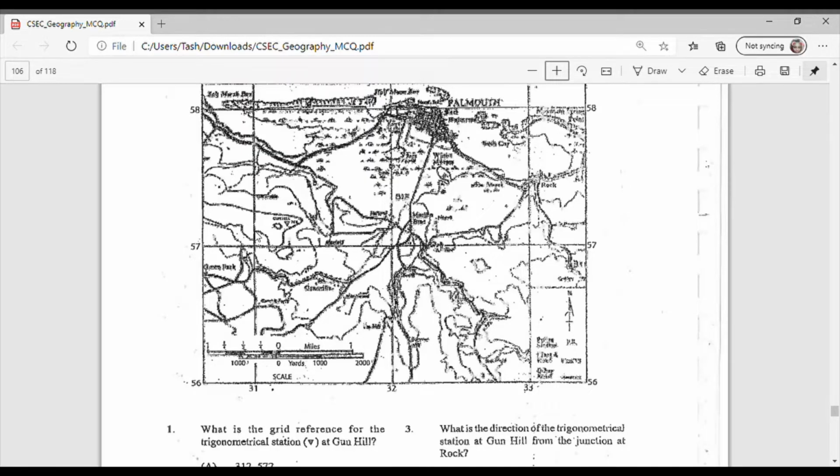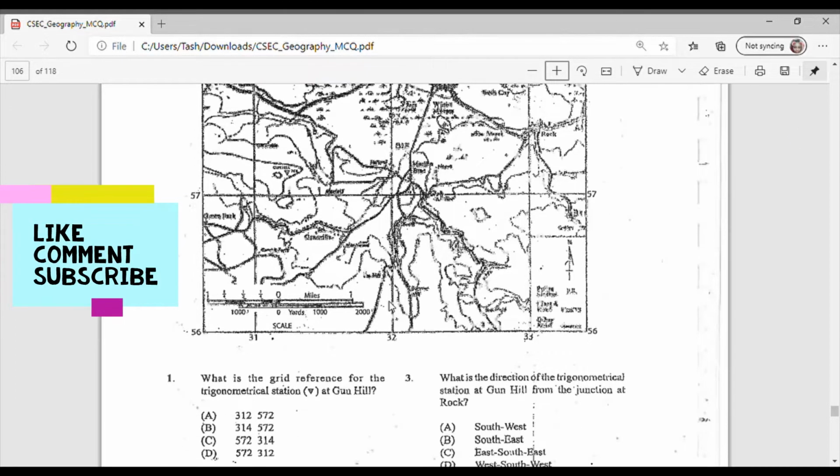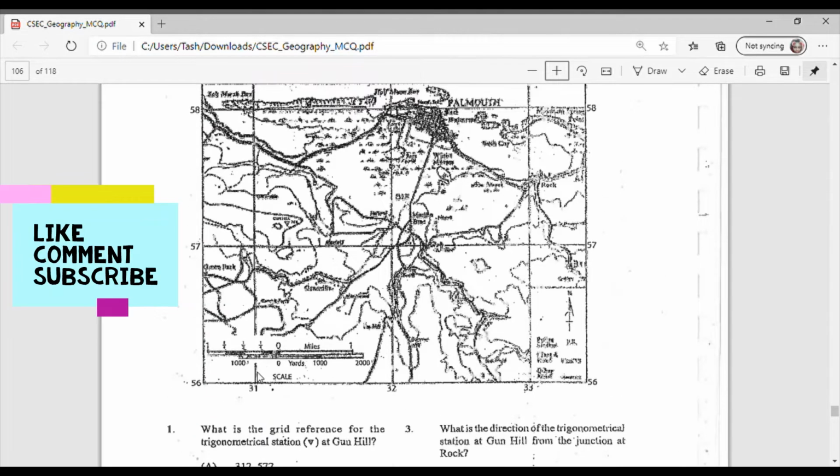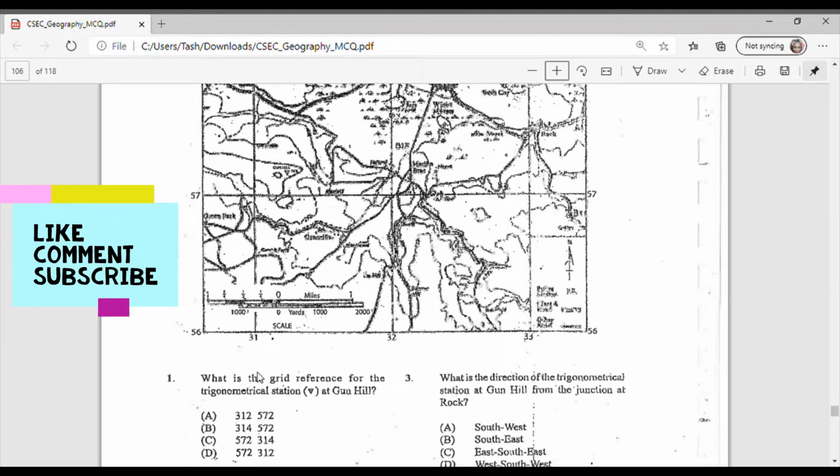So it would be 31, which is this line, the third number, and then 57, and then another number. So we know that the answer should start with 31, and then it should have 57. Let us just look through. We have 31, 57, 31, 57, so only these two at the top. For the trig station, we just need to find exactly where it is located. So we have 3, 1, 2. It's going in this direction, just like the number 31.